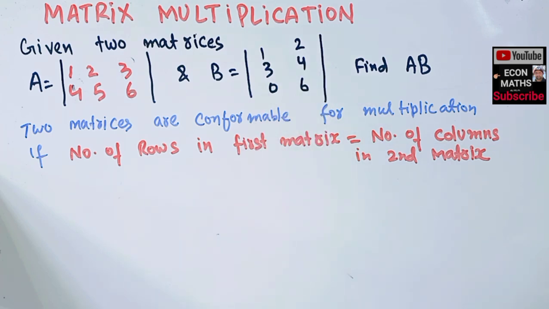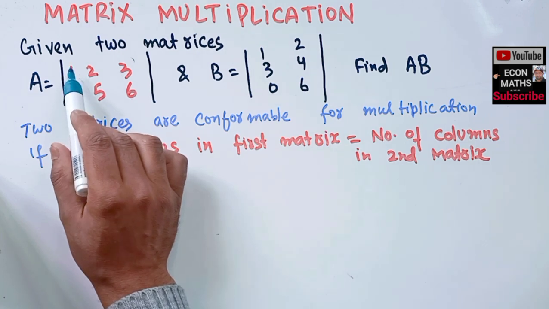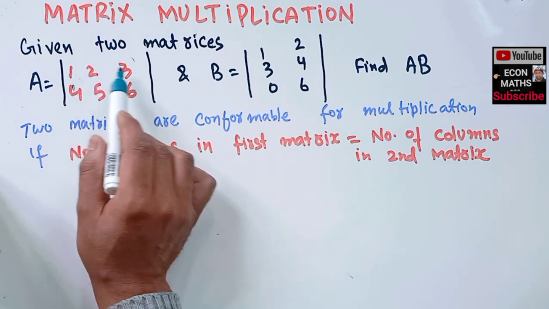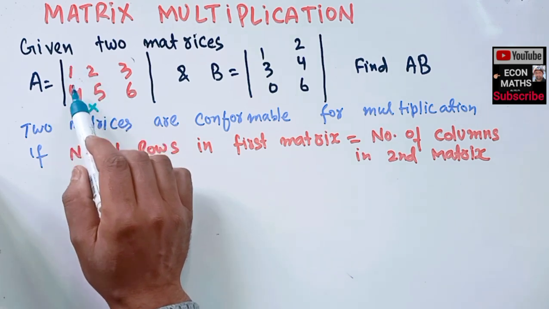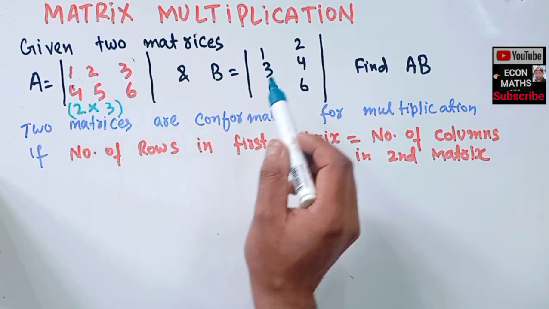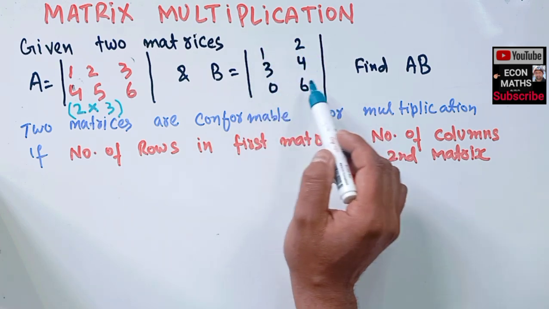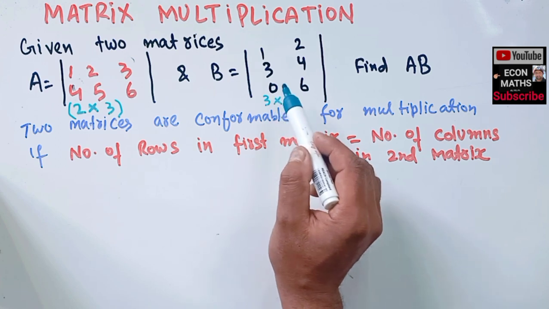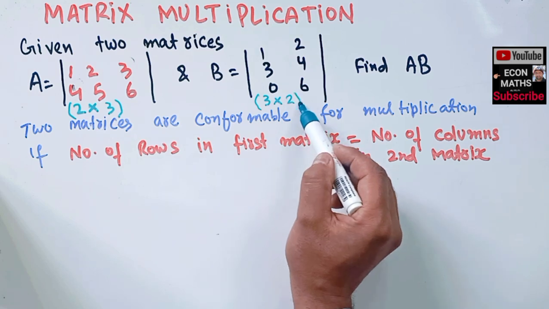Okay, now let us see what the order of this matrix is. Order shows us the number of rows and columns. So the number of rows in the first matrix is 2, and the number of columns is 3. This is the order of the first matrix. Now let us see the order of the second matrix. The number of rows is 3, and the number of columns is 2. Okay, this is the order. I am writing it here.